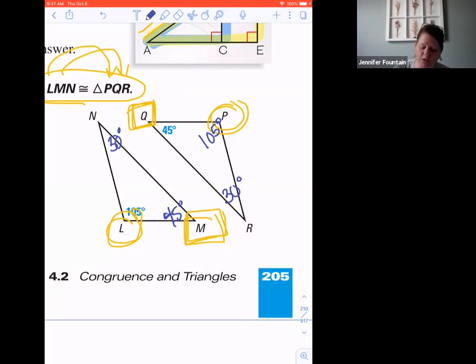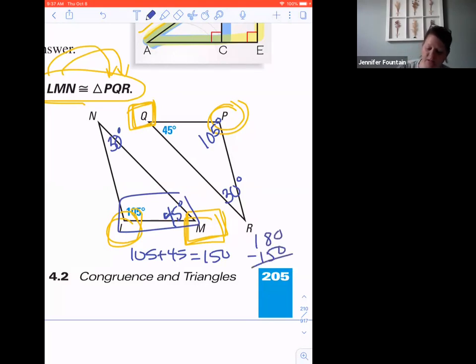Okay, because 105 plus 45 equals 150. Okay, so I know that these two angles here equal 150. I know a total triangle inside is 180, minus 150 is 30. So I was able to find that other side. Any questions on how we did that?